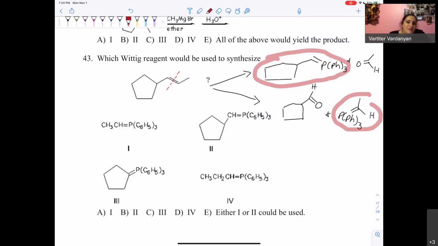So which answer do we like? Two. We like two. And any other ones? Two carbons. IV has three carbons, so no. Two carbons. Would one as well? Yep. Yay! So the answer would be E.